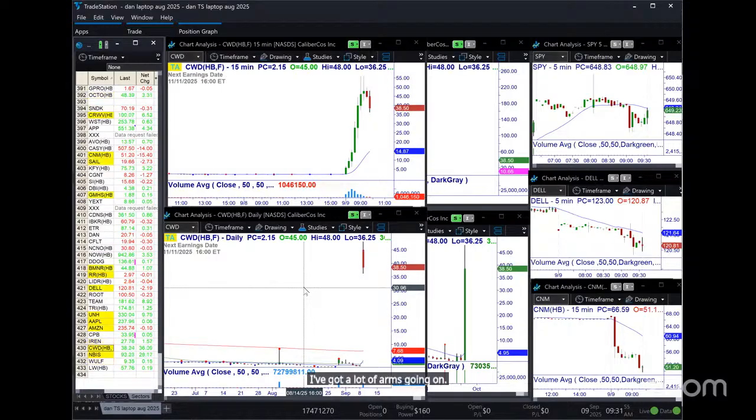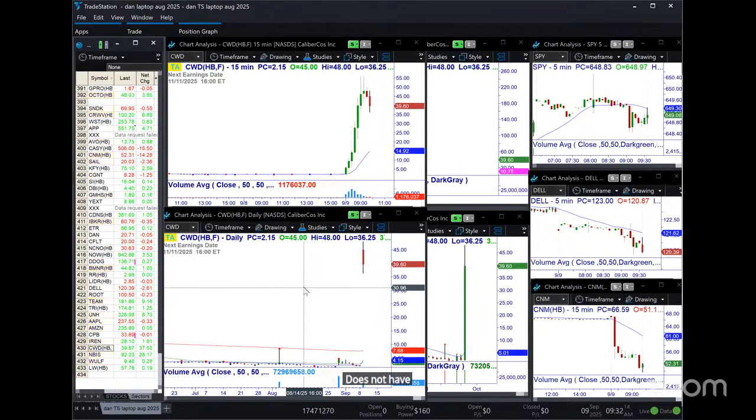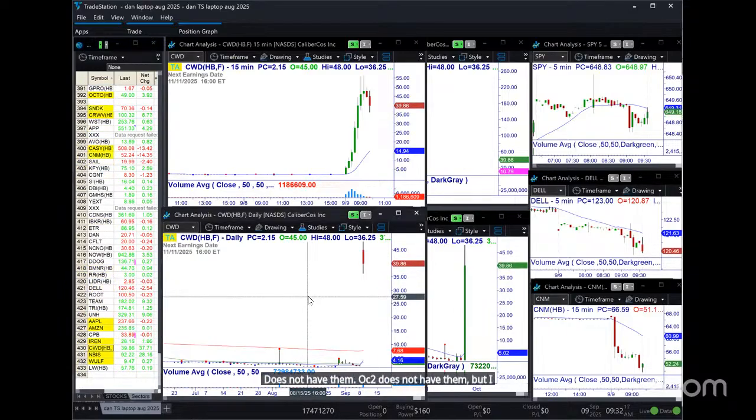Look at Octu yesterday. Man, look at that big old top and tail now. Now, I did look at Octu yesterday and it did not have options, but I guarantee you, when something gets in the spotlight, so CWD does not have them. Octu does not have them, but I say they don't have them yet.